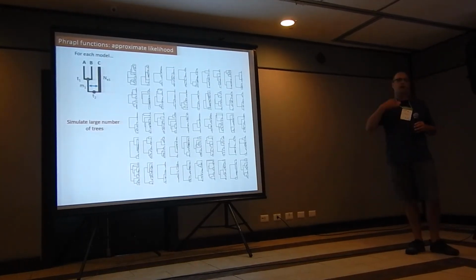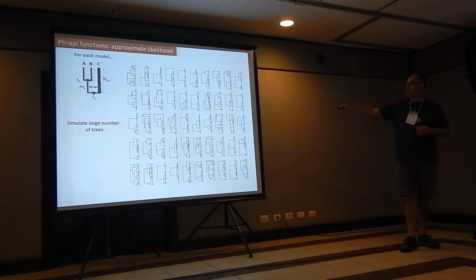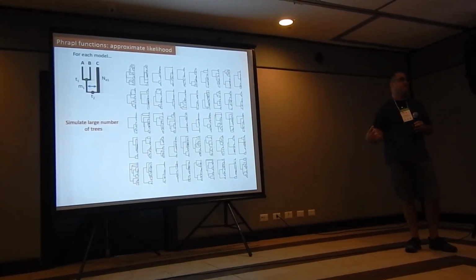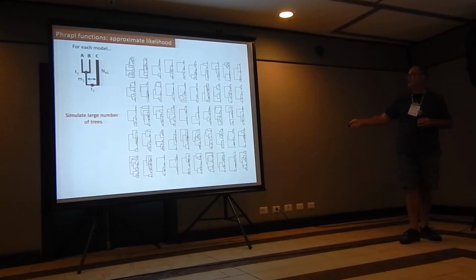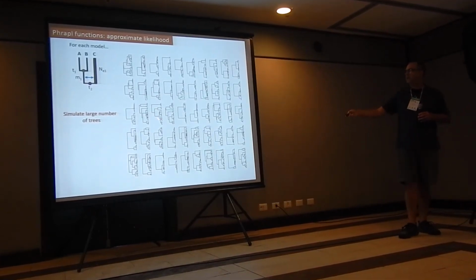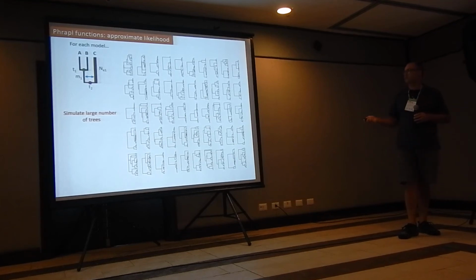And we go through, and for each model, we generate a very large number of trees. And then to calculate the approximate likelihood of our data given the model, we just count up the number of times that we see a topological pattern that matches what we observe in our empirical data.